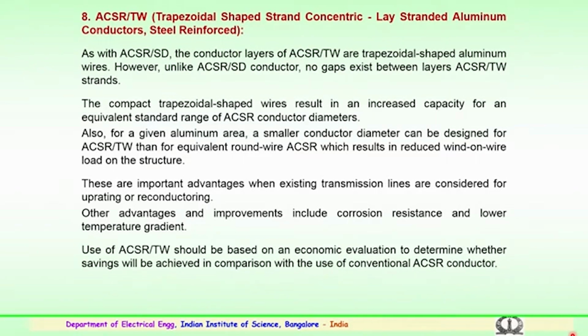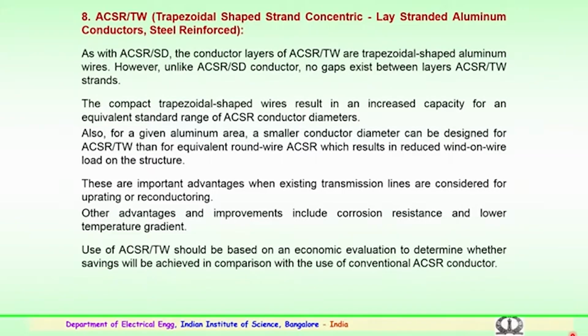These are important advantages when existing transmission lines are considered for uprating or reconductoring. That is, uprating is upgrading the conductors, or reconductoring is removing the conductors and changing them. So, this type of advantage exists in this type of conductor. Other advantages could also be improvements in corrosion resistance and a lower temperature gradient.